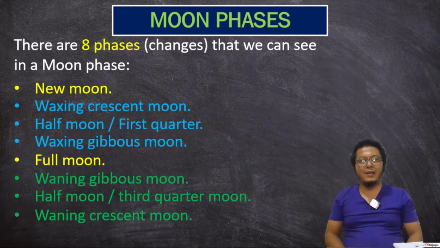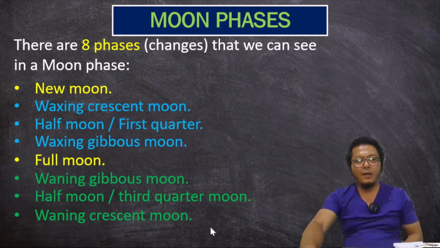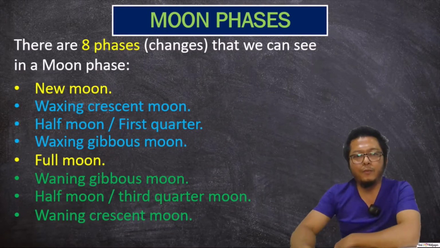Fourth, waxing gibbous moon. Fifth, full moon. Sixth, waning gibbous moon. Seventh, half moon, or on the internet also called third quarter moon. Eighth, waning crescent moon.